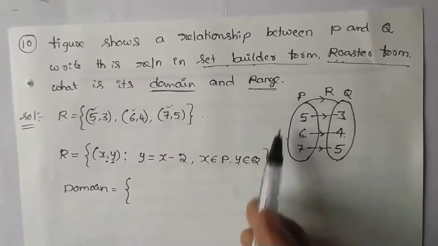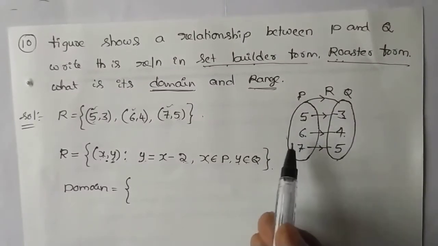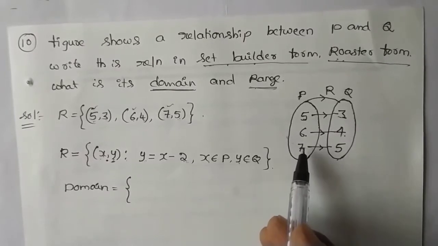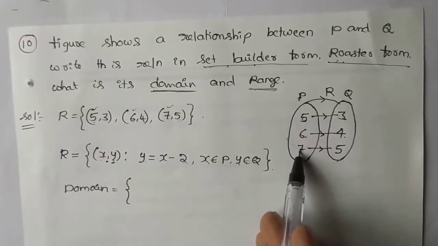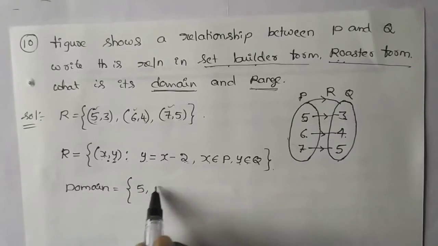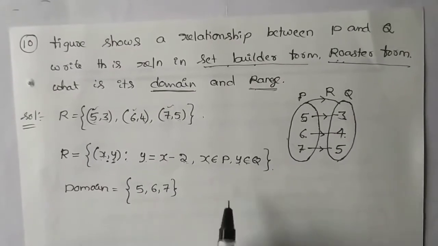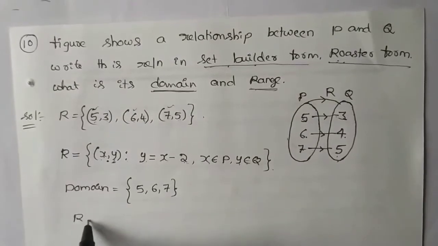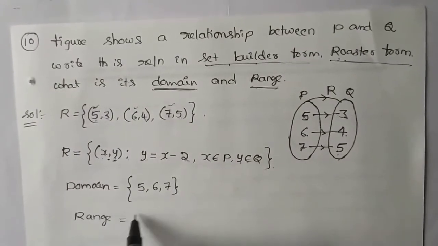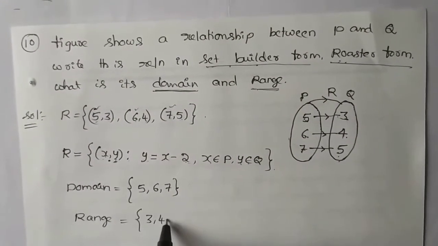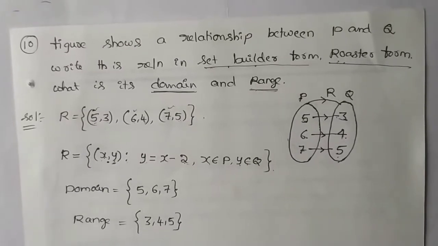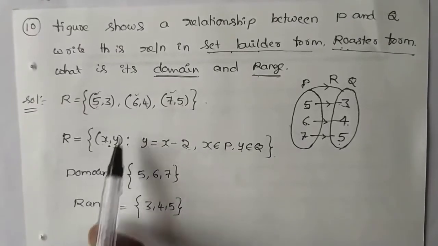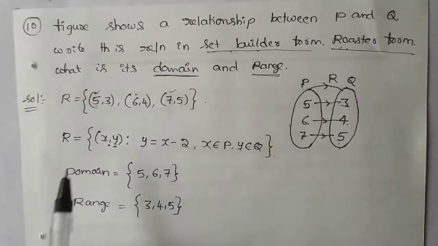Or by seeing the arrow diagram itself, we can easily identify the domain and range. 5, 6, 7 is the domain. Then the range is what? 3, 4, 5 is the range. Hence it is the solution. Do you understand? Very simple one. Kindly note down.